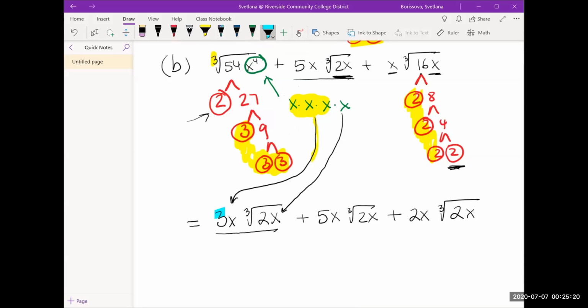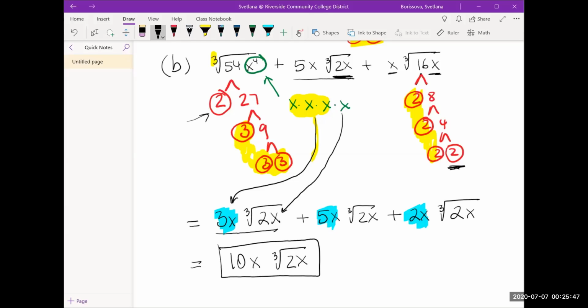Okay, so the outside expressions are 3x, 5x, and 2x. Since I can't add them, they are like terms themselves, then we're able to combine those 3 terms. 3x, 5 plus 5 plus 2, that's 8, 10, 10x, right? 10x cube root of 2x. That's the answer. Any questions?